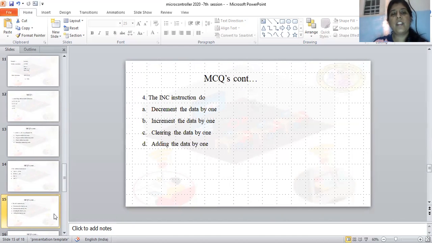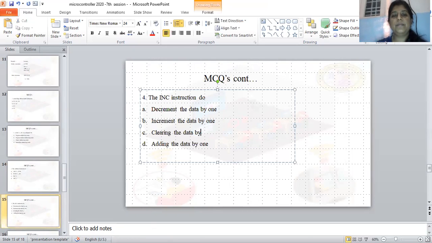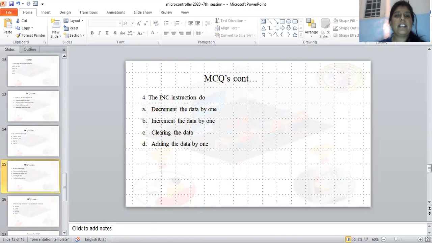So the next question is, the INC instruction does: decrement the data by 1, increment the data by 1, clearing the data, or adding the data by 1. The answer for this question is that it increments the data, so both incrementing the data by 1 and adding 1 to the data are the answer for the above question.